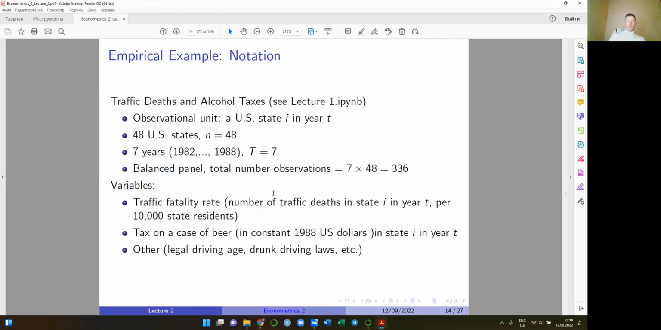In addition, we have other variables that might be relevant to estimate the causal effects of a beer tax on the driving fatality rate.